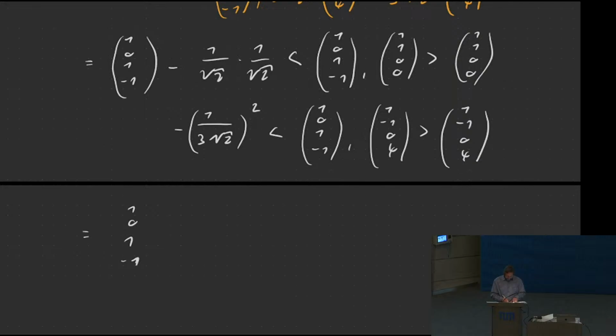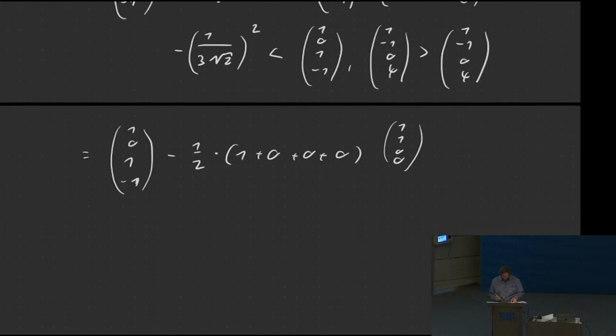All right, so now just go through the computations. So here we get minus 1 over 2 times that scalar product, which is 1 plus 0 plus 0 plus 0. And here we get, let's see, 1 over 9 times 2, so that's 1 over 18. And the scalar product is 1 plus 0 minus 4 times (1, -1, 0, 4).